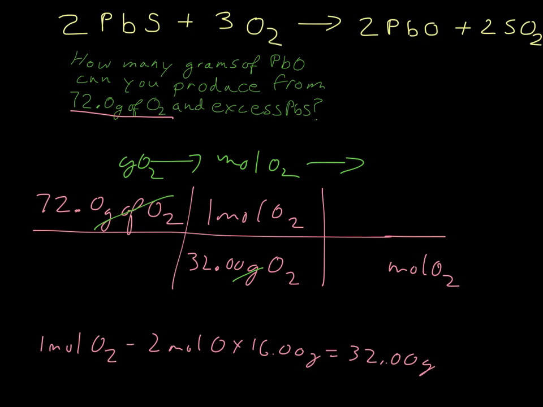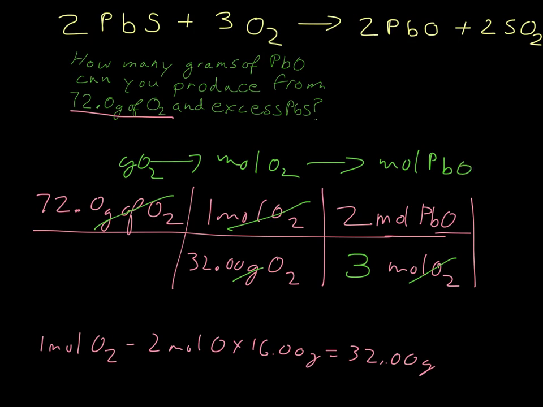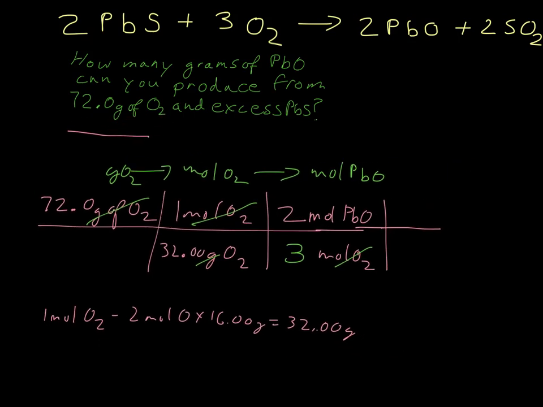According to my chemical reaction, 3 moles of oxygen, because I have a 3 right here, is equivalent to 2 moles of lead oxide. I have a 3 in front of my oxygen, so I write a 3 in front of my oxygen down there. I have a 2 in front of my lead oxide, so I write a 2 down there, because those two are equal to each other. I've now crossed out my moles of oxygen, and I have moles of lead oxide. That's not what I'm being asked for in the question, though. I'm being asked for grams of lead oxide, so I have one more step. I have to get rid of moles of lead oxide and go to grams of lead oxide.